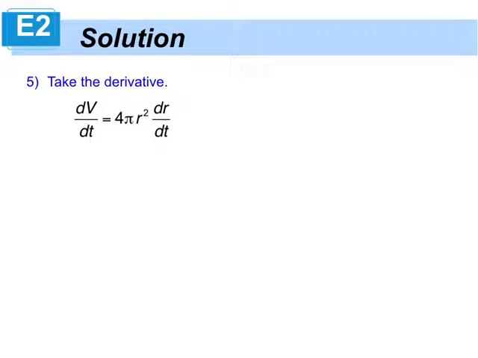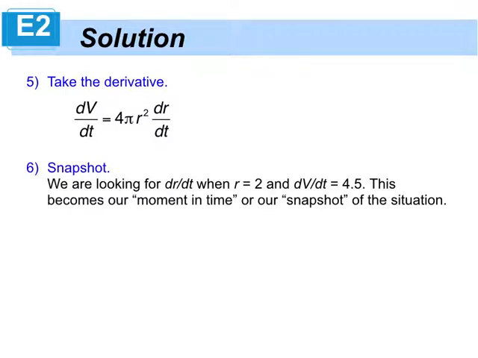Do you treat pi as a coefficient? Yeah, it's a number. It just sits out in front and does nothing. Okay. Step 6, snapshot. Now we can get all crazy with this information we know. We know what dV/dt is. What is it, 4.5? Yep. We know what r is. 2. So we can solve for dr/dt.